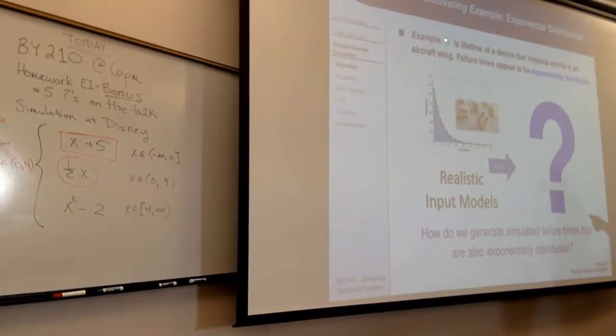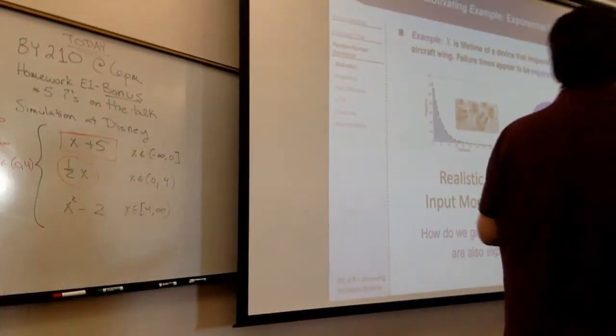Let's say X is the lifetime of a device that inspects cracks on an aircraft wing. I know that the failure times appear to be exponentially distributed. So how do I generate a simulation of failure times that has the appropriate timing? They show up at the right times. How do we make that work?